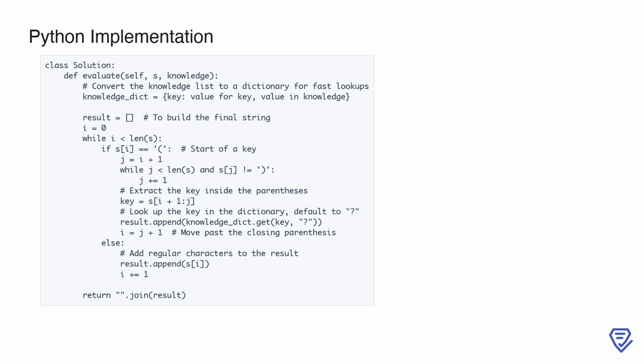6. Build and return the final string. After processing the entire string, the result list, which contains all characters and replacements, is joined into a single string using "".join(result), and the final result is returned. This implementation efficiently processes the string in O(n) time, where n is the length of the input string s. It handles edge cases such as missing keys, empty knowledge lists, and strings with no placeholders gracefully. The use of a dictionary ensures fast lookups, while the result list provides an efficient way to construct the final string without repeated string concatenation.